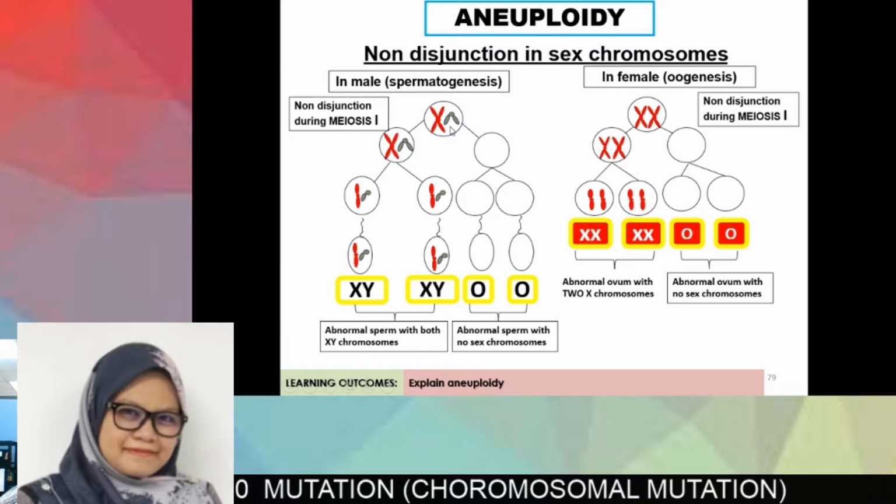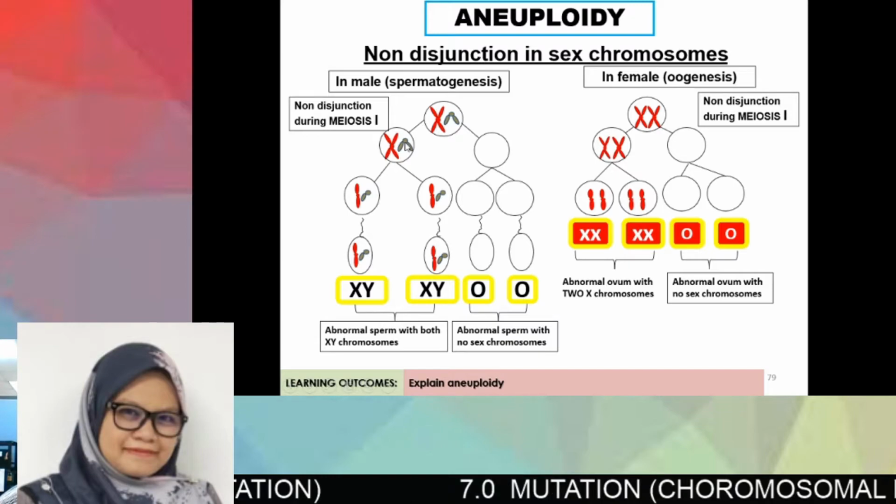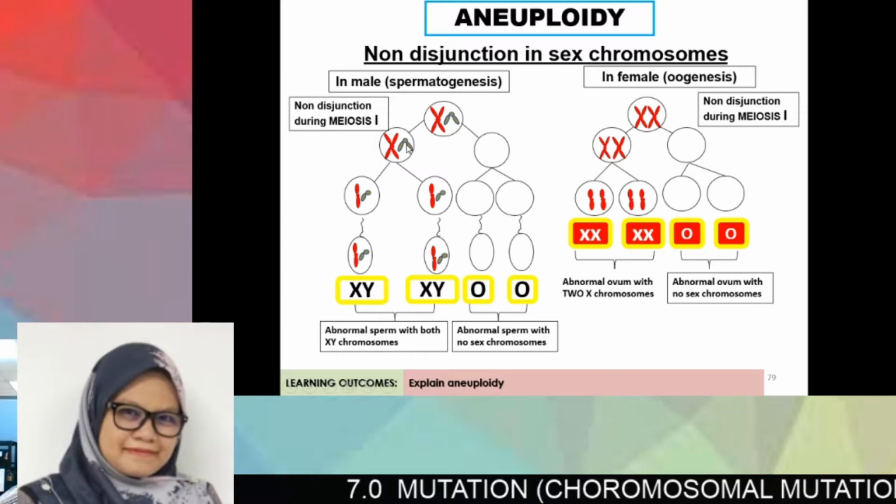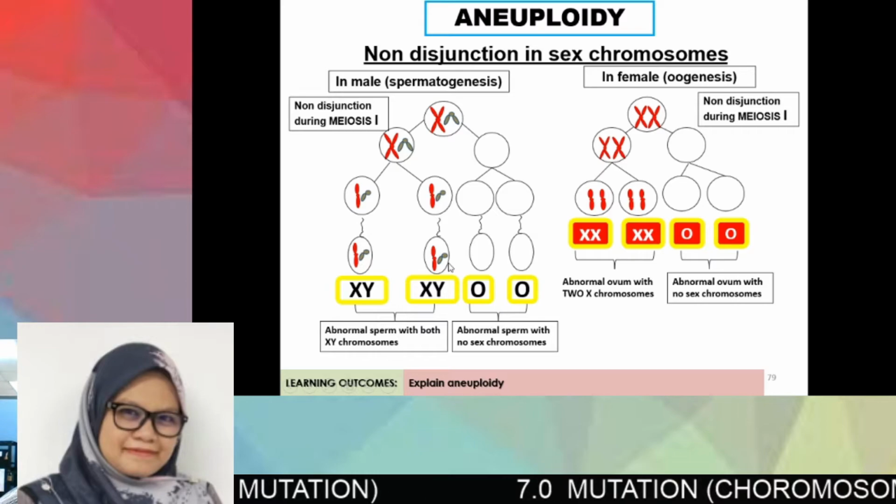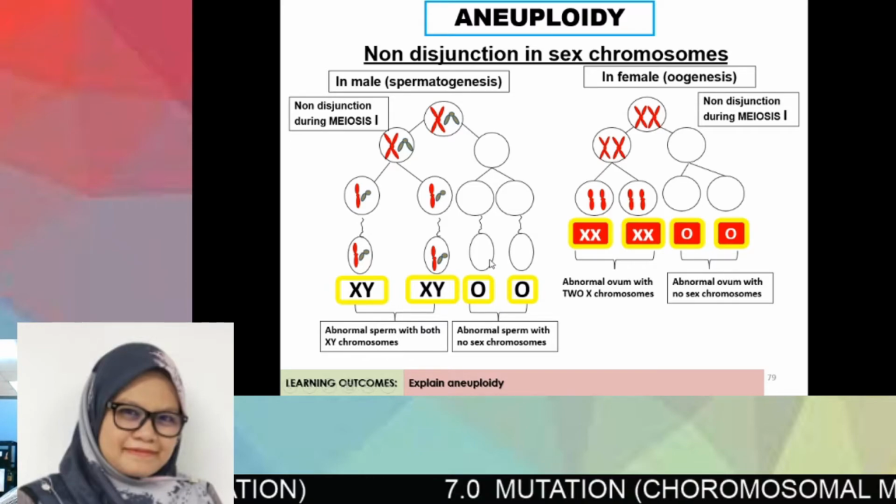So non-disjunction occurs during meiosis 1. So the homologous chromosomes are not separated. Okay, both are pulled to the same pole. And then meiosis 2 occurs normally. And then here is the gamete. So the gamete will carry chromosome X, Y, chromosome X, chromosome Y, and some of the gametes will not carry any sex chromosome.